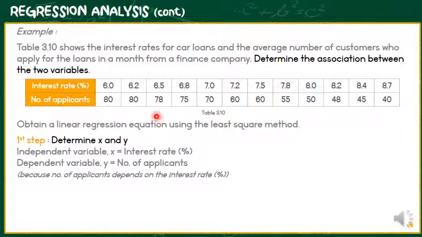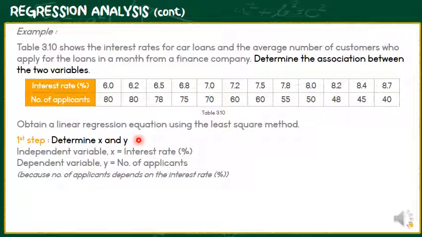So, ini sebenarnya adalah example daripada part pertama yang kita tengok association. So, sebelum ni kita dah cari association and kita dapat a very strong negative relationship between interest rate and number of applicants. So, kita dah tahu dia ada negative relationship. Nak cari our linear regression equation.